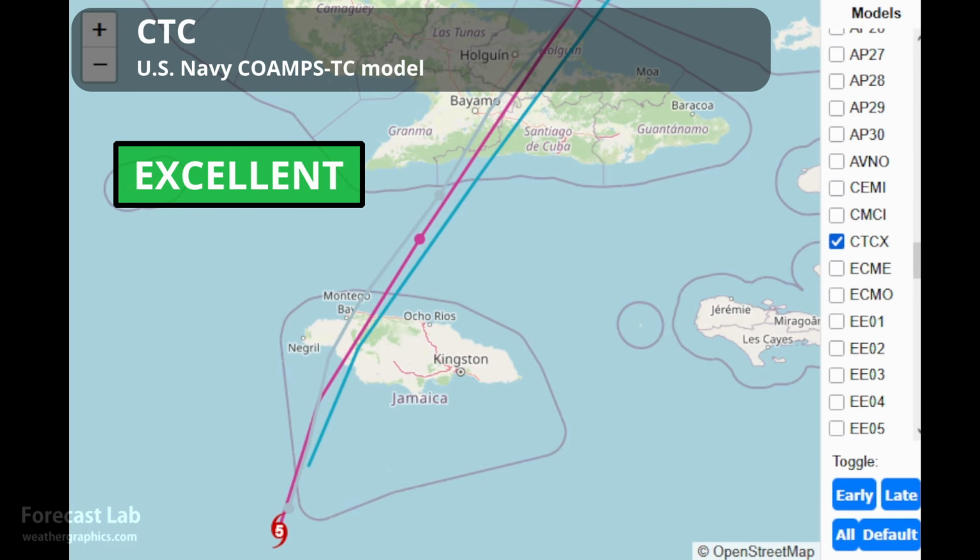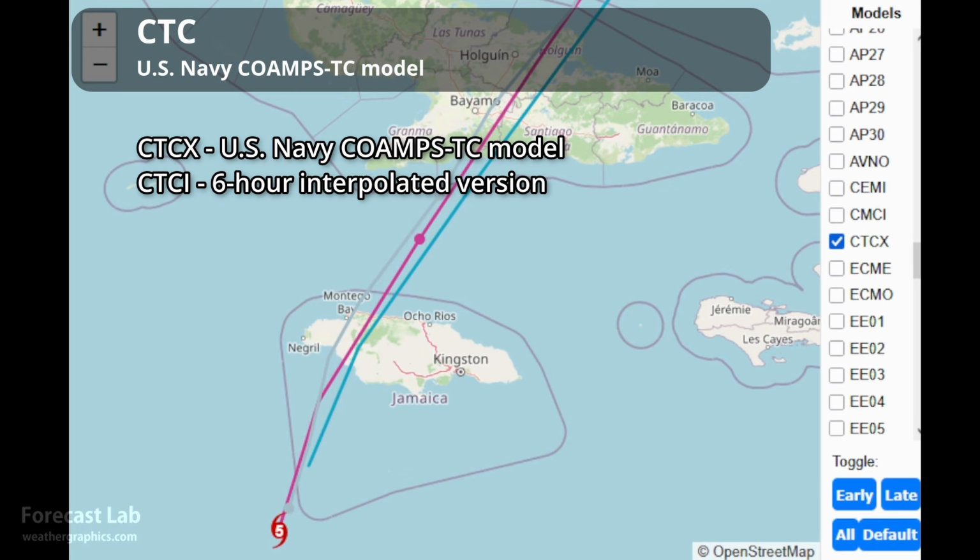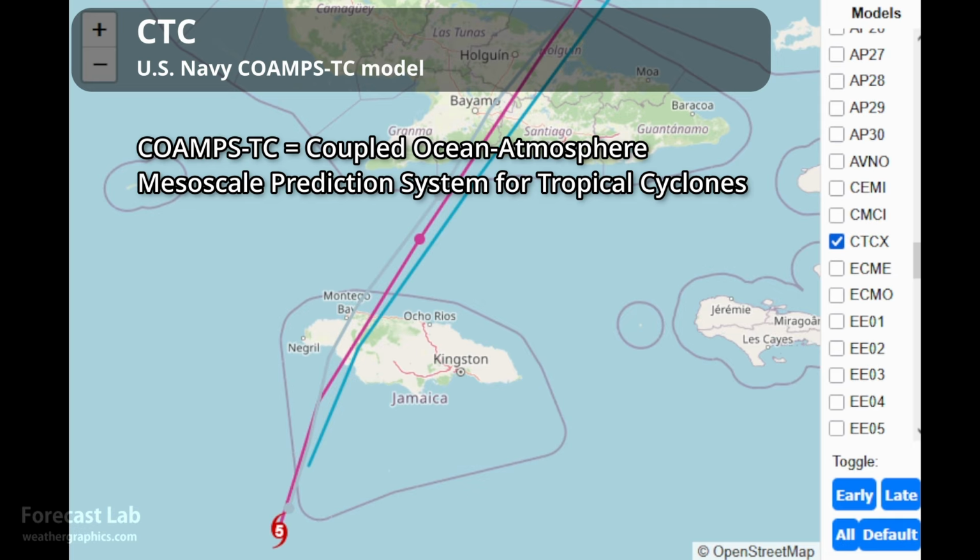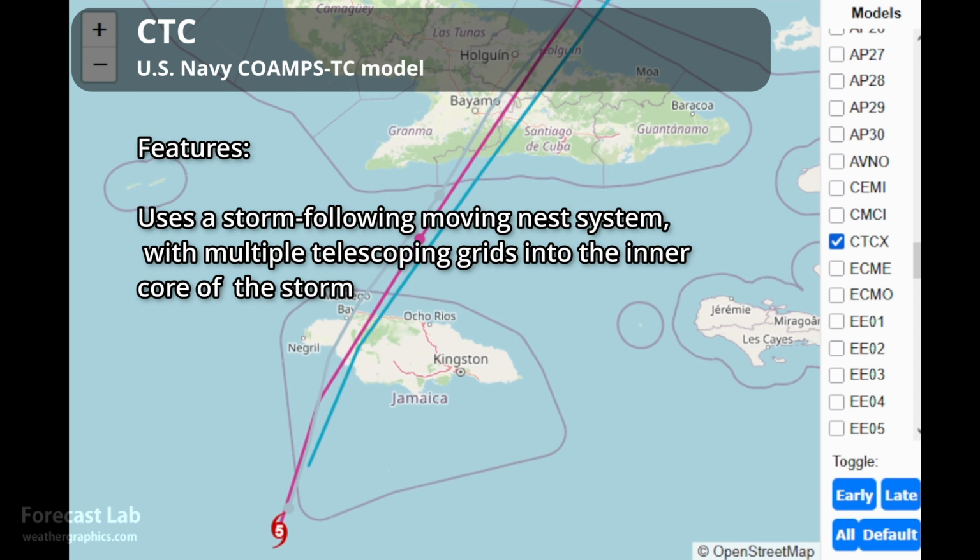CTC is the product code for the COAMPS-TC model, with CTCX being the main run and CTCI being the 6-hour interpolated version. COAMPS is a coupled atmospheric mesoscale prediction system, and it's the U.S. Navy's specialized regional model. What sets it apart is the resolution and coupling qualities. It uses nested high-resolution grids that zoom down into the storm's inner core down to about 3 to 9 kilometers, much finer than what global models can achieve.